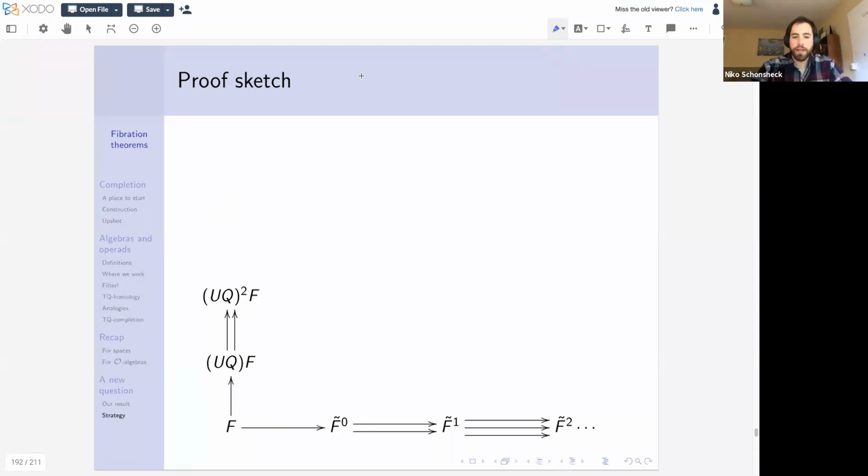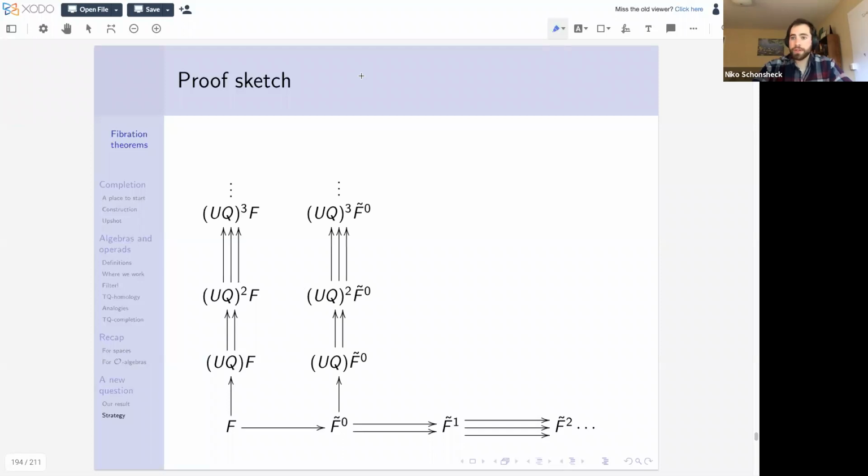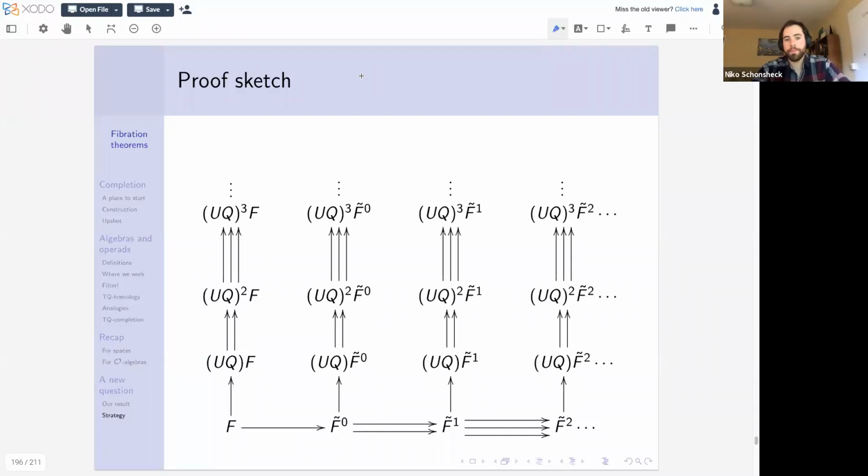And then I could do the same thing for each term in this row. I could complete F0 tilde, I could complete F1 tilde, I could complete F2 tilde. And then I would have maps going to the right. So now at least I've got what I was looking for, this left-hand column.